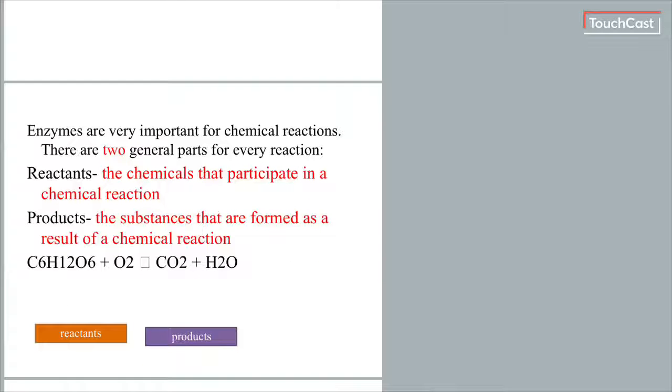Enzymes are very important for chemical reactions. There are two general parts of every reaction. The reactants, which are the chemicals that participate in the chemical reaction, and the products, the substances that are formed as a result of the chemical reaction. What I need you to do in the box on your notes is label your reactants, label your products, and draw me an arrow in between, showing that you know what your reactants and products are.